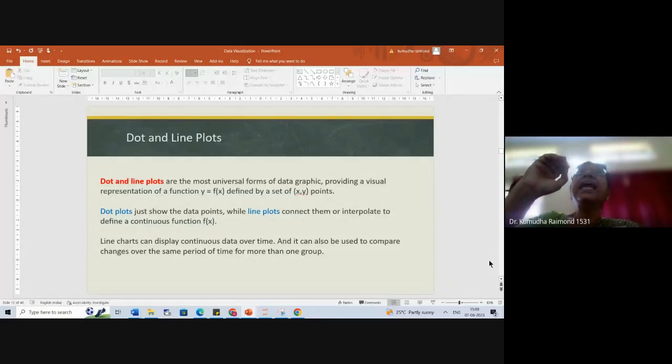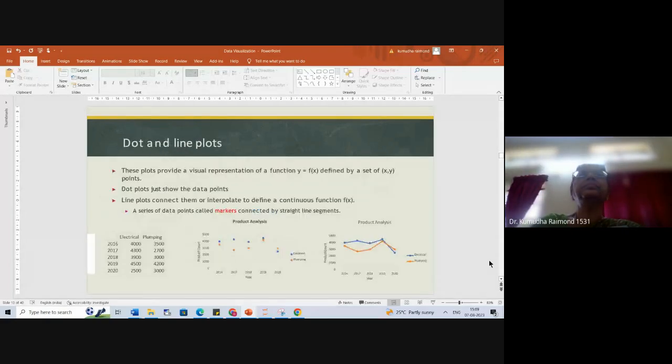For example, age is discrete data. Every person has a particular age. For example, the temperature at every hour of the day is continuous data. I keep observing a particular attribute over time. That is actually called continuous data. And these plots provide a very good visualization.